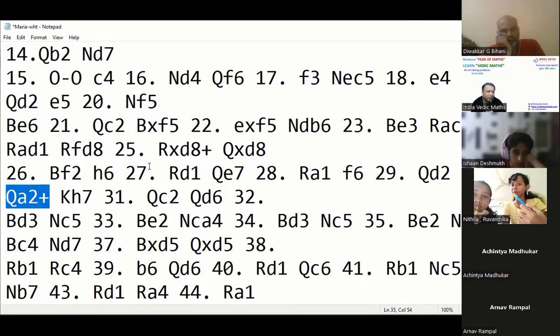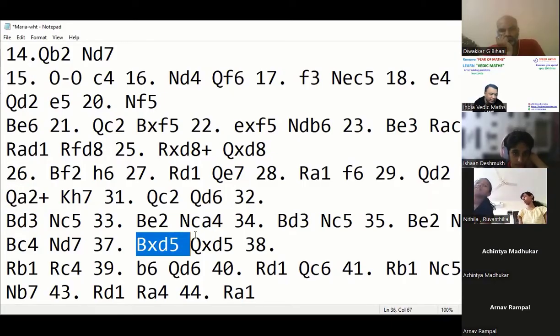Is this move for white or black? White. So what is that move doing, Nithila? Queen is giving a check. No, where? Obviously to the king, right? Very good, Nithila. Thank you, sir. Ishan, what are these two moves doing?